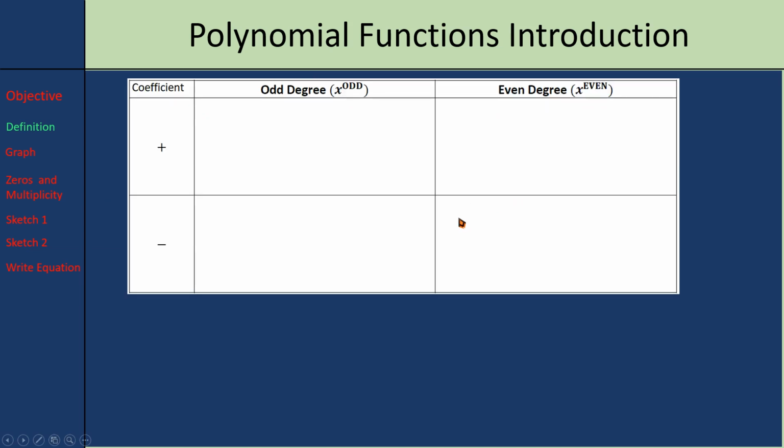Now, what do the degree and the coefficient tell you? So this box here is for a positive coefficient and an odd degree. And this is for a positive coefficient and an even degree. So for degree, you care about whether it's odd or even. And for coefficient, you want to know whether it's positive or negative. Okay. Now, the easiest thing to remember is if it's negative.